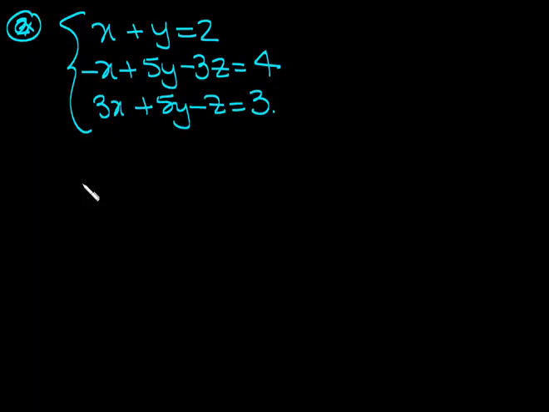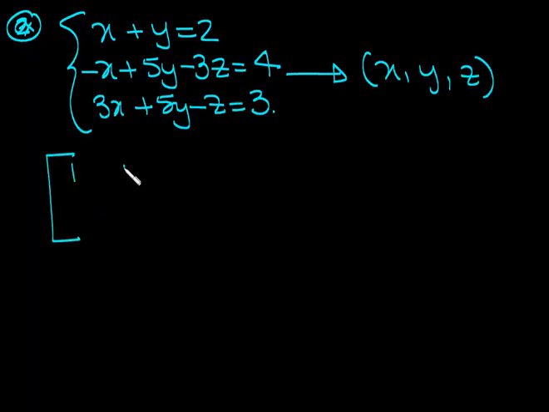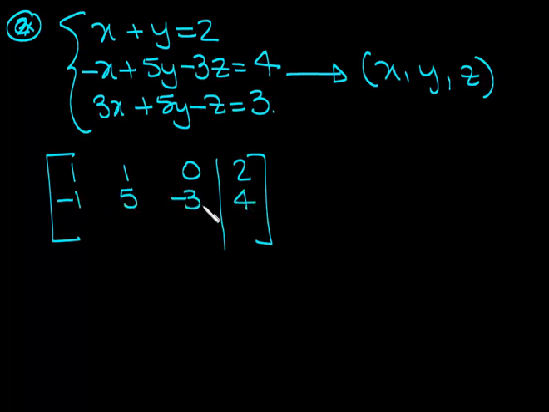Again, we have a system of 3 equations and 3 unknowns, and we want to solve this. So you want to find x, y, and z. That's what we are looking for. So let's change it to an augmented matrix first. So we have 1, 1. There's no z there, so we have a 0, 2. Then we have minus 1, 5, negative 3, 4, then 3, 5, negative 1, 3.